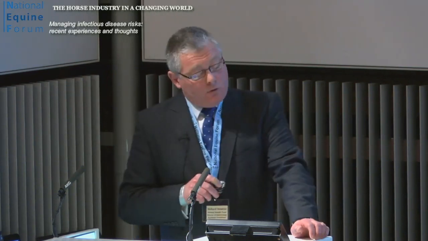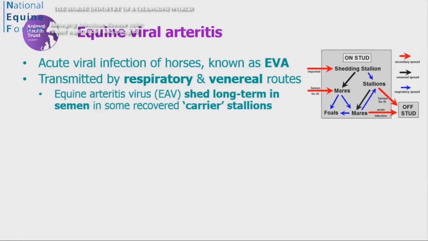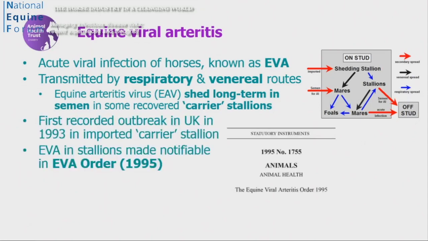So, moving on to equine viral arteritis. You may have missed this one, but this was important. This is a notifiable disease in the UK. It's an acute viral infection known as EVA. It's transmitted by both the respiratory and the venereal route. And the success of this infection is the fact that long-term carrier stallions are established during outbreaks.